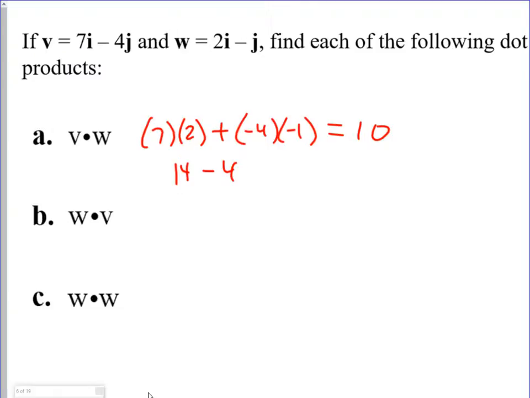Wait, w times w. Wait a minute, that's not right. What mistake did I make? You put plus. Minus. Negative, negative makes a positive. So it should be 18. Try the next two, please. Okay, give me a moment.